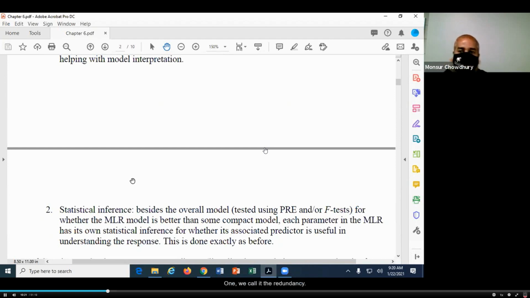So those are the two things that we have to know. One, redundancy: we need to check whether the predictors are themselves correlated or not. The second, we need to check whether the model is good. After checking whether the model is good or not, we need to check whether the individual predictors are useful for predicting the response variable. So this is called the statistical inference.